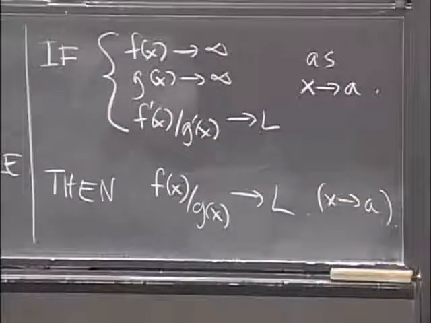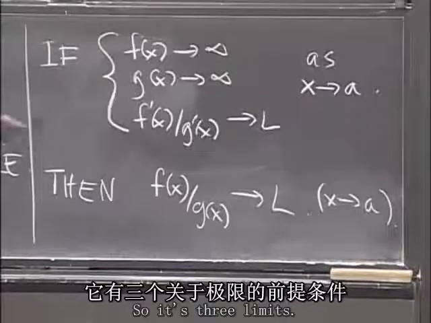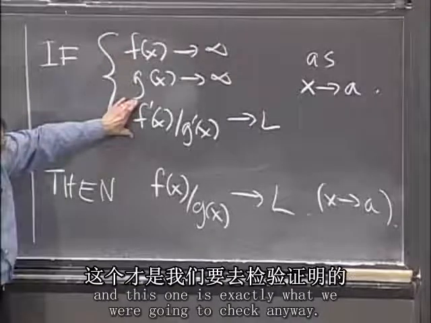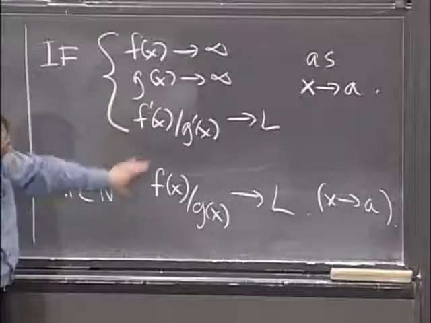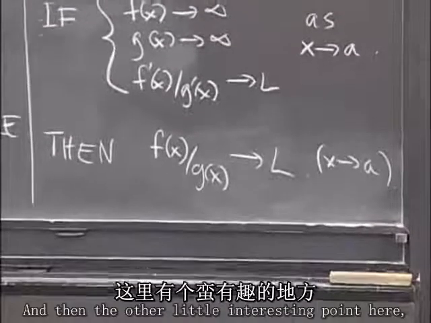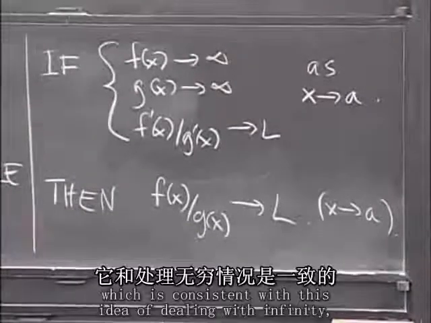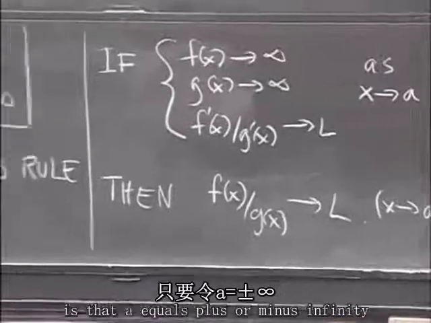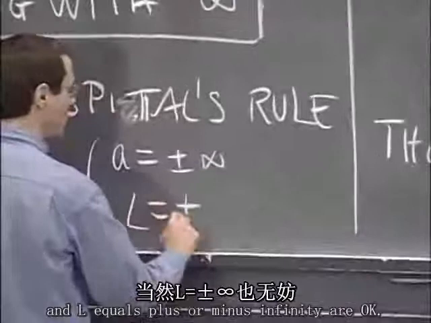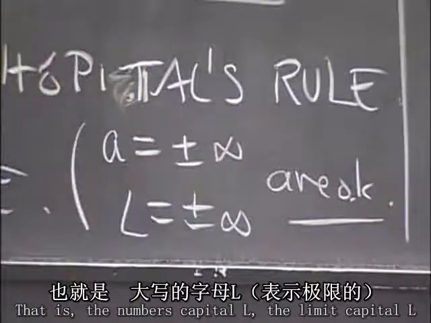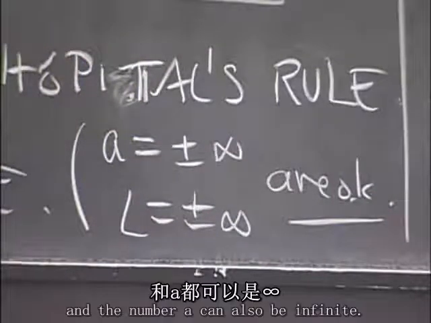All right? Now, so that's the way it is. So it's three limits, but presumably these are obvious, and this one is exactly what we were going to check anyway. Gives us this one limit. All right? So that's the statement. And then the other little interesting point here, which is consistent with this idea of dealing with infinity, is that a equals plus or minus infinity and L equals plus or minus infinity are okay. That is, the limit L and the number a can also be infinite.